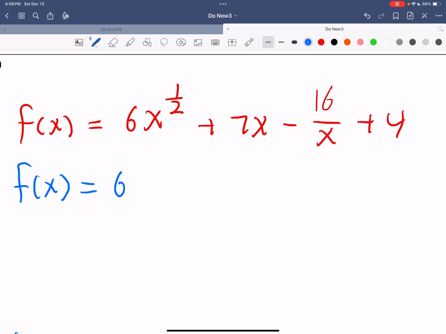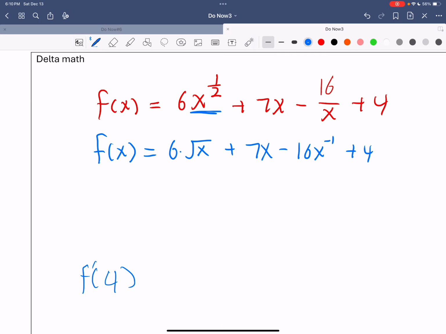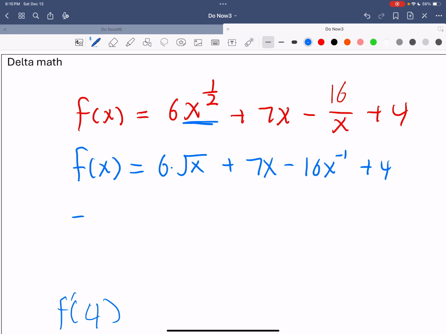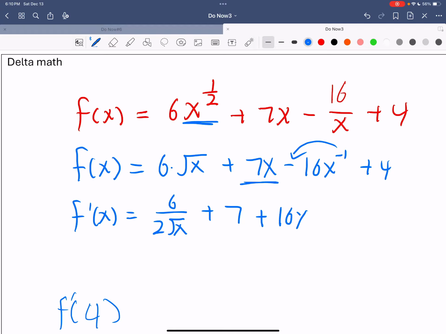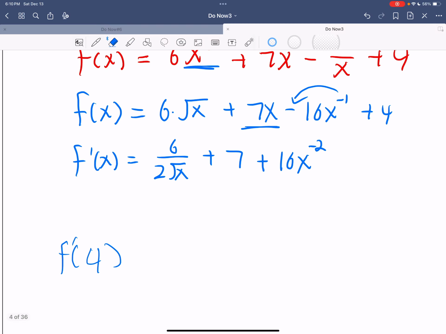It's going to be the same thing as 6 times x to the 1/2 power, which is 6 square root of x, plus 7x minus 16x to the negative 1 power plus 4. And obviously I changed these numbers if you took this one from my class. Now if you take a derivative of this, the derivative of 6 square root of x is going to be 6 over 2 square root of x, plus 7, because the derivative of 7x is 7. Negative 1 times negative 16 is going to be positive 16x to the negative 2 power. Plus 4 is going to become 0. So that's it.